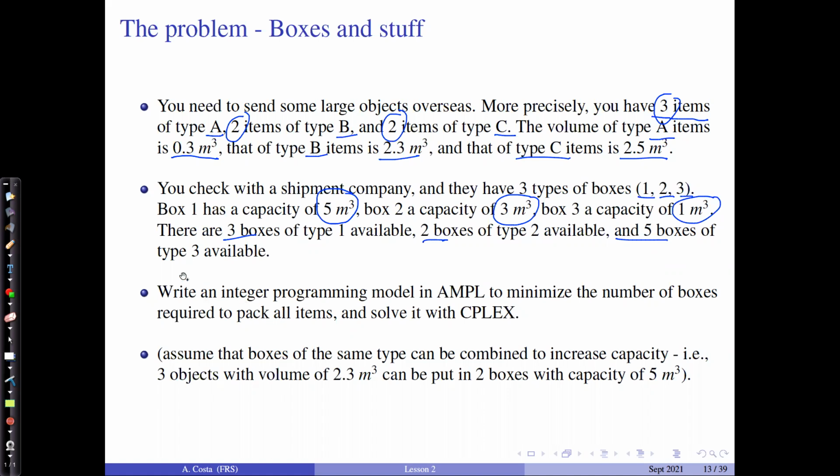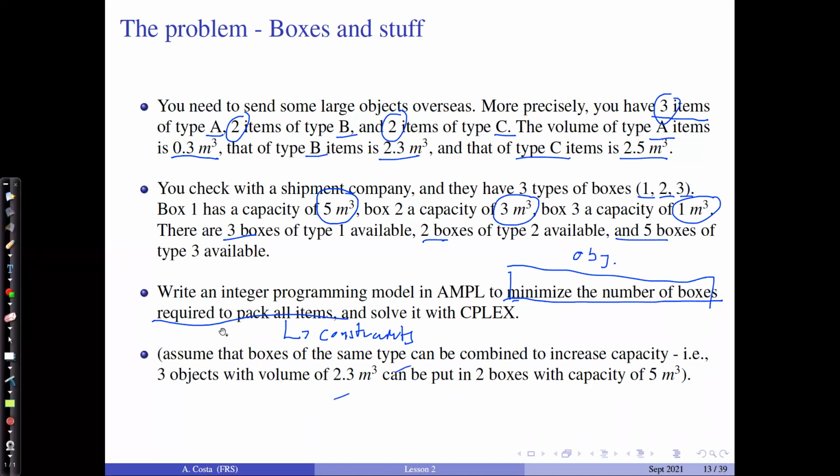So what is the task? We want to write an integer programming model in AMPL where we want to minimize the number of boxes required to pack all items. So minimizing the number of boxes seems to be the objective, right? And we need to pack all items. This will basically yield some constraints, because to pack all of them we will have to respect some volume constraint. We will have to make sure that all of them are packed and so on.